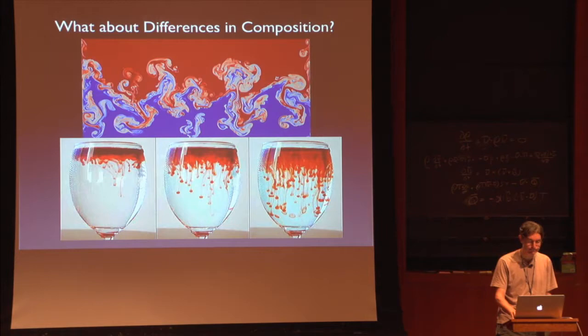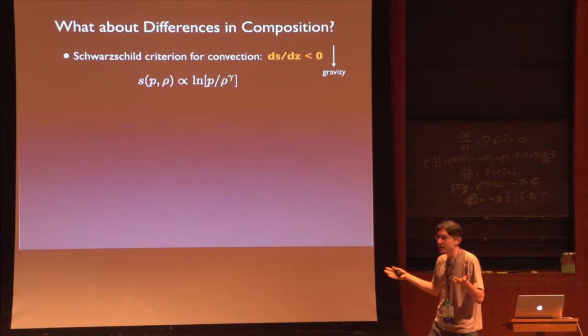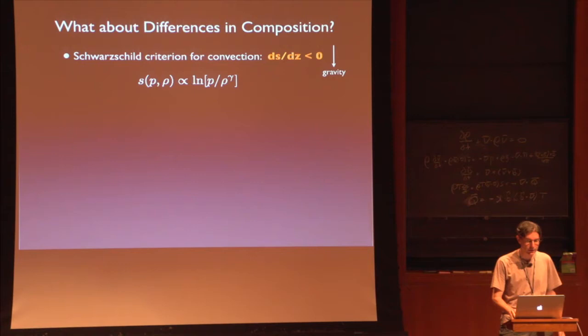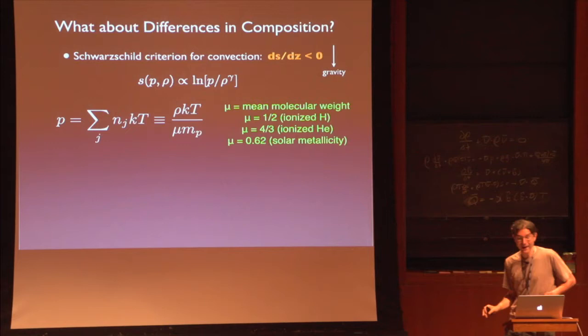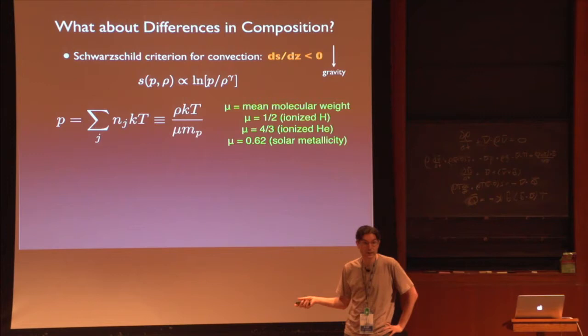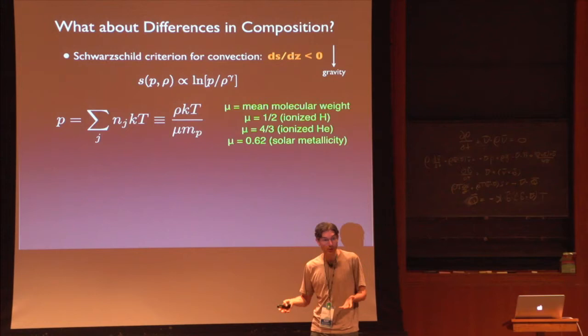So let's think about the role of composition in the argument that we just gave. Same setup, gravity points down. The condition for convection is this negative entropy gradient. Entropy depends on pressure and density. The key thing, and I'm going to focus here on an ideal gas relevant in the interiors of stars, is to realize that the pressure of an ideal gas depends on its composition. So the way we write this is that the pressure of an ideal gas is nkT. But if you have material with different compositions, then there's a bunch of different densities you have to worry about. There's the density of fluid 1, fluid 2, fluid 3, etc.